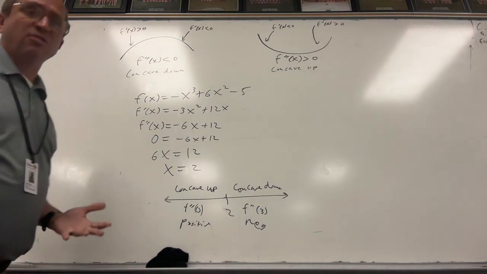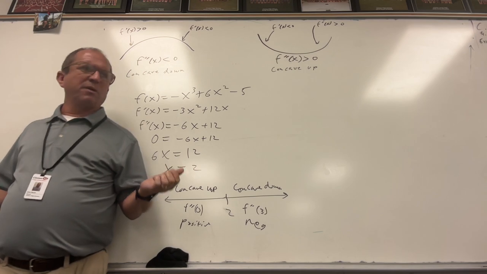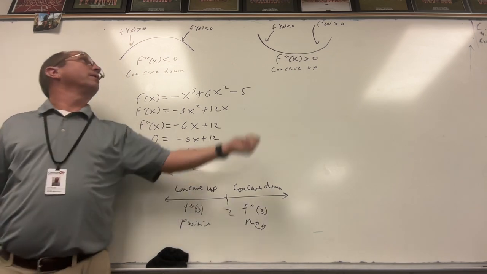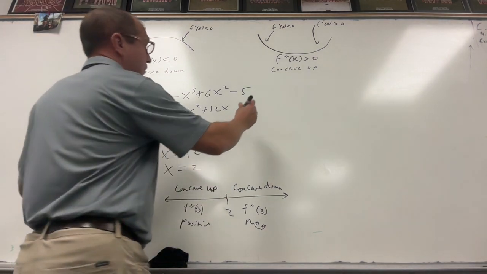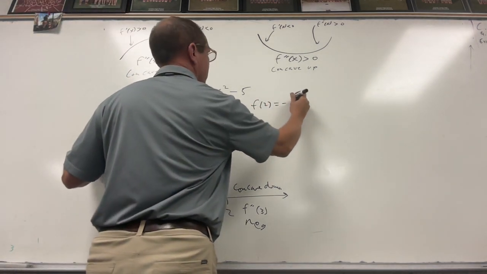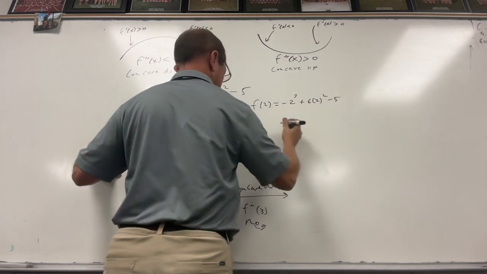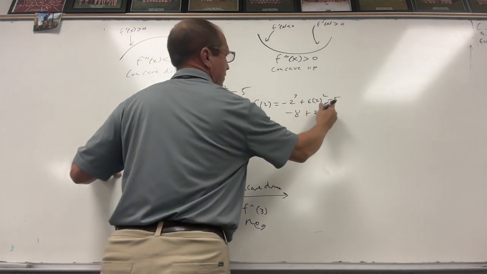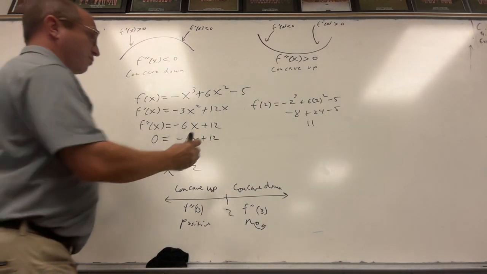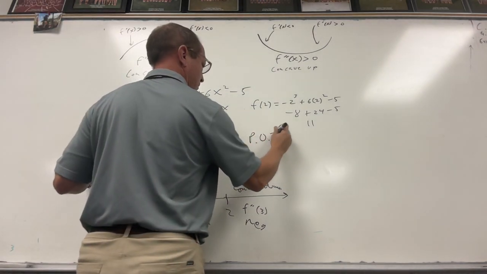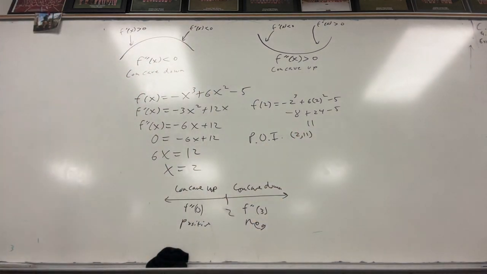Now, to actually find that point, or to find any point, we always take the domain value and plug it into the original equation. So what do we get for f of 2 here? Very good. So the point of inflection is 2, 11.